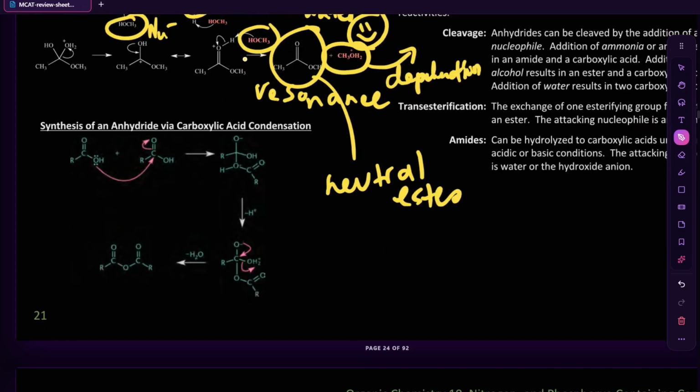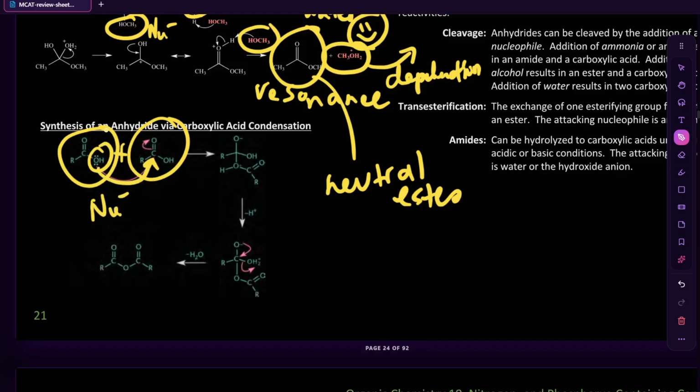Now we have anhydride synthesis via carboxylic acid condensation. So two carboxylic acids can condense directly. So here we have this carboxylic acid plus this carboxylic acid, right? So one acid's hydroxyl oxygen acts as a nucleophile. So this one acts as a nucleophile. And the nucleophile is going to attack this carbonyl carbon of the second acid, forming a tetrahedral intermediate.